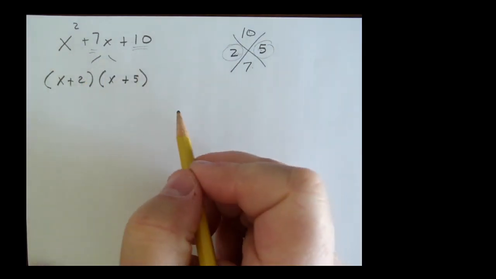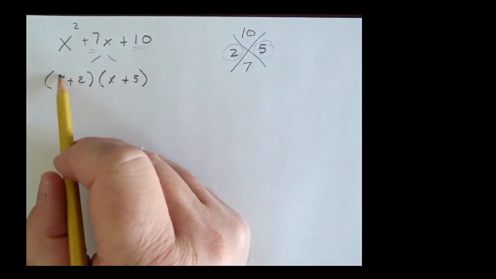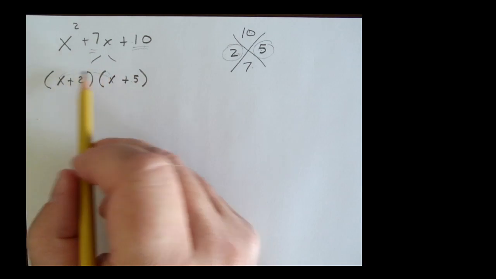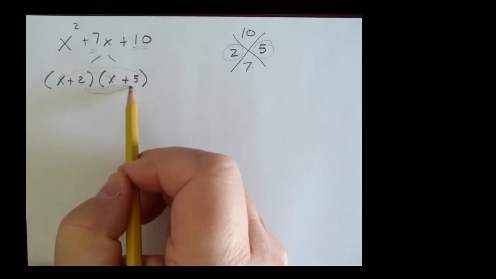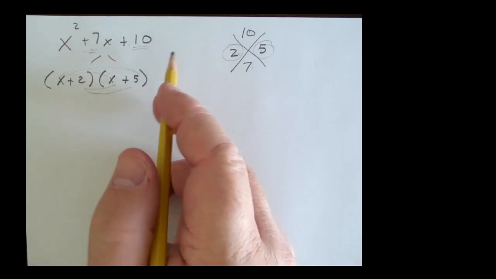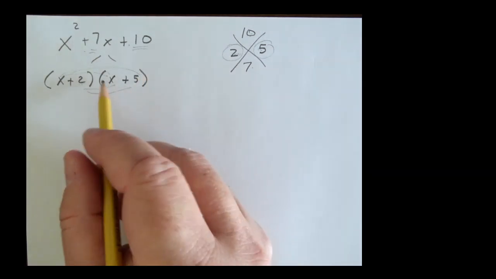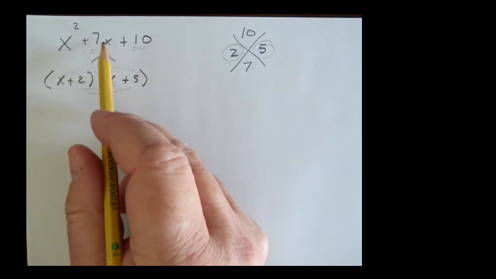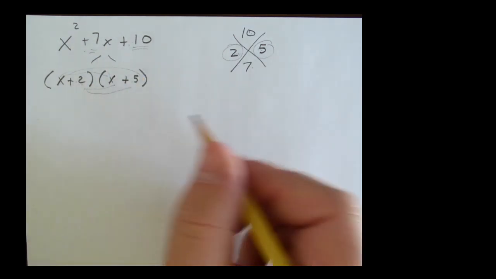We've just factored that. Because if you then FOILed it, this times this, this times this, this times this, this times this, you will get this. If you don't believe me, you can try it out yourself. To do those 4 multiplications, you will get that.